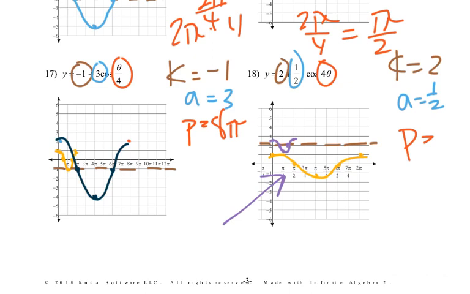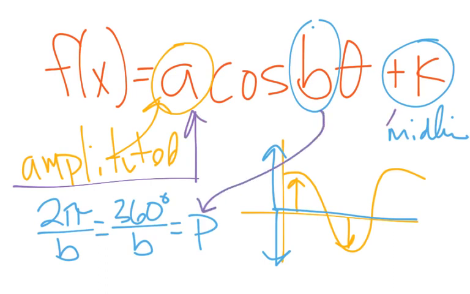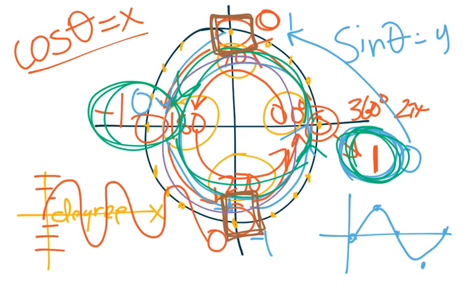Alright, so there's cosine. Remember our function, you need to know how the amplitude affects it, how the b can turn into the period, and how the midline affects things. Remember, this is all based off that unit circle. And there we go, guys.